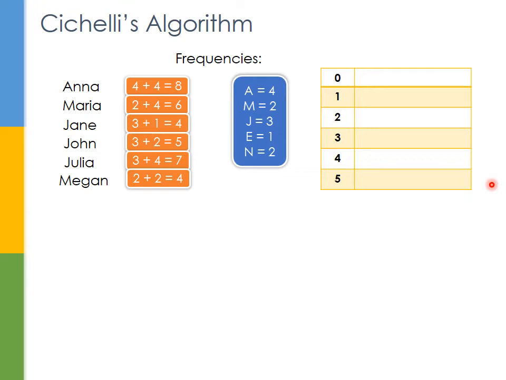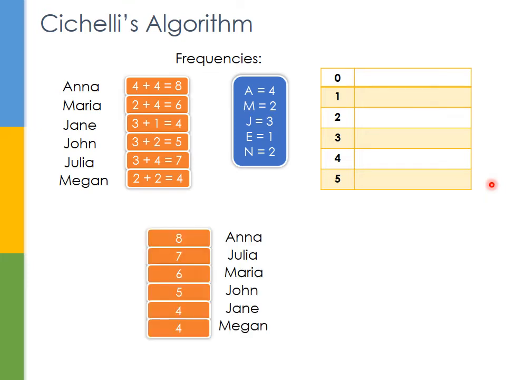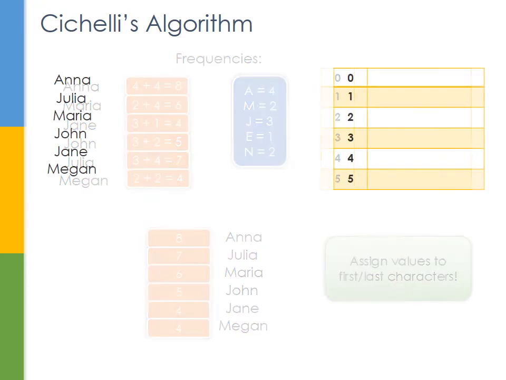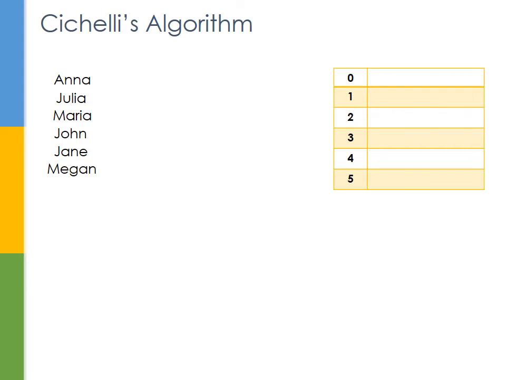Now that we have the frequencies, we're going to sort our list according to the frequencies from the highest frequency to the lowest frequency, giving us the following list: Anna, Julia, Maria, John, Jane, and Megan. Excellent. We have a list. We can now start hashing. And by that, I simply mean we need to try and assign values to the first and the last characters of all of the words such that no clashes occur. Alright, let's do it. Let's start with Anna.